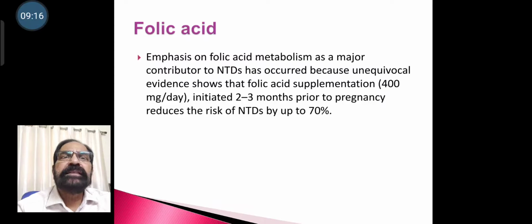Emphasis on folic acid metabolism as a major contributor to the neural tube defects has occurred because unequivocal evidence shows that folic acid supplementation, that is 400 micrograms per day, initiated 2 to 3 months prior to pregnancy, reduces the risk of neural tube defects by 70%.